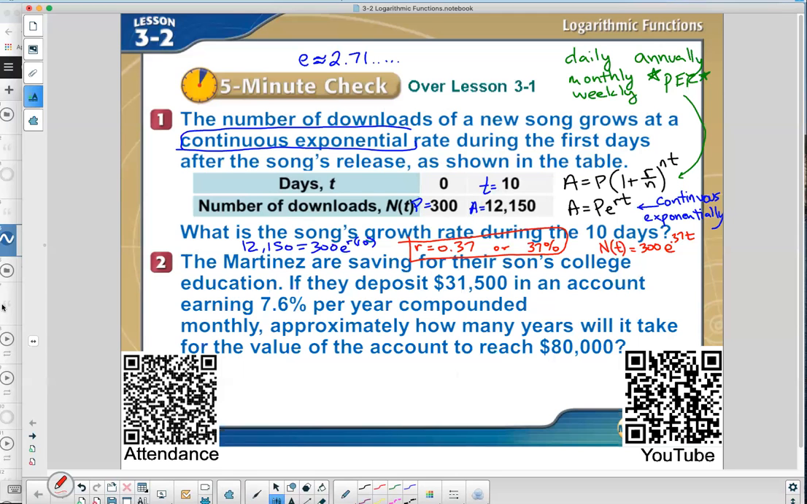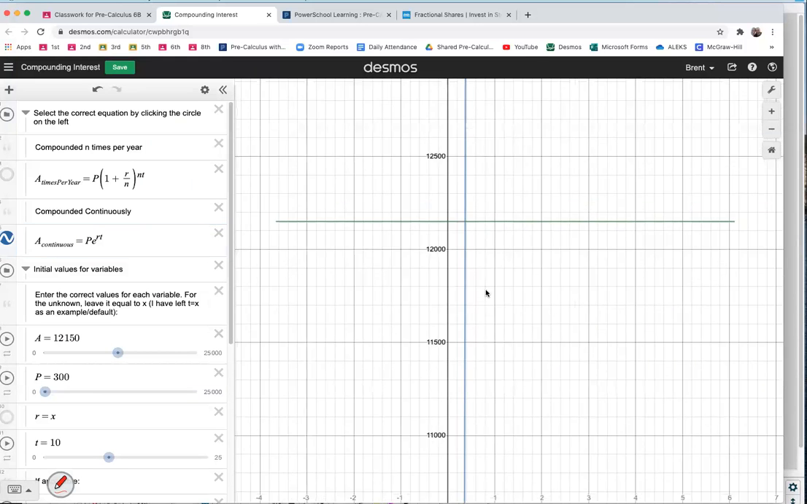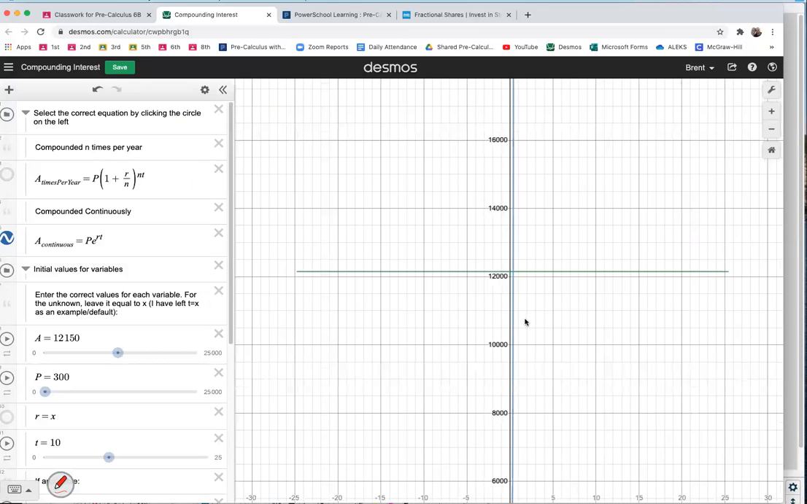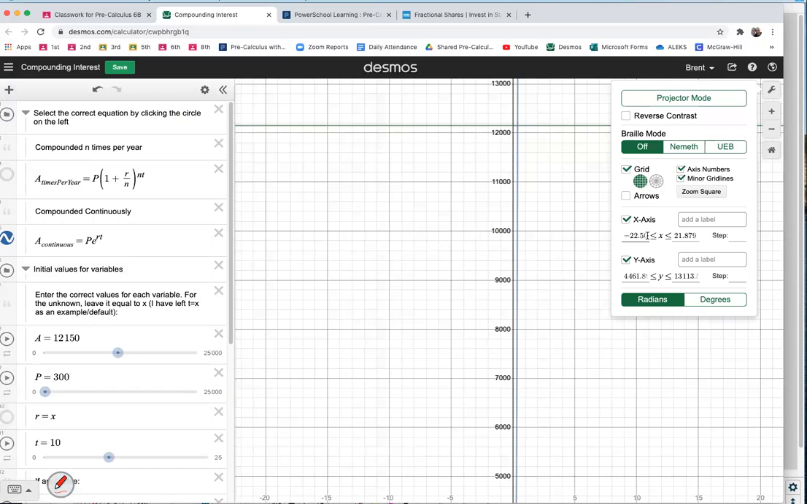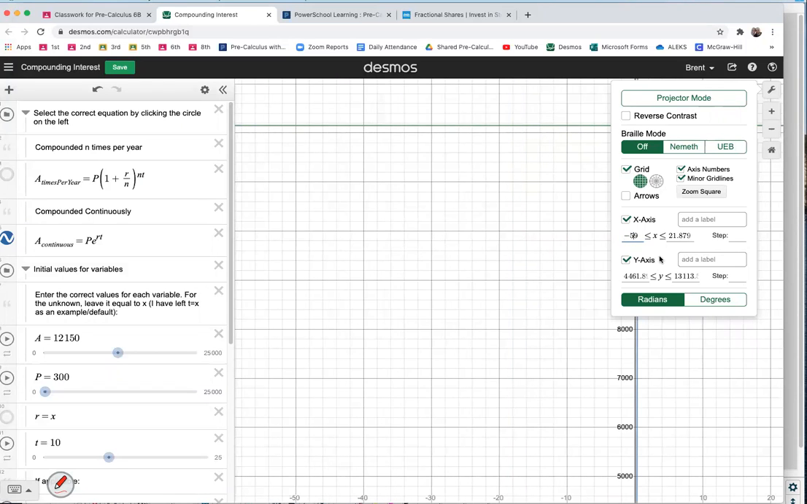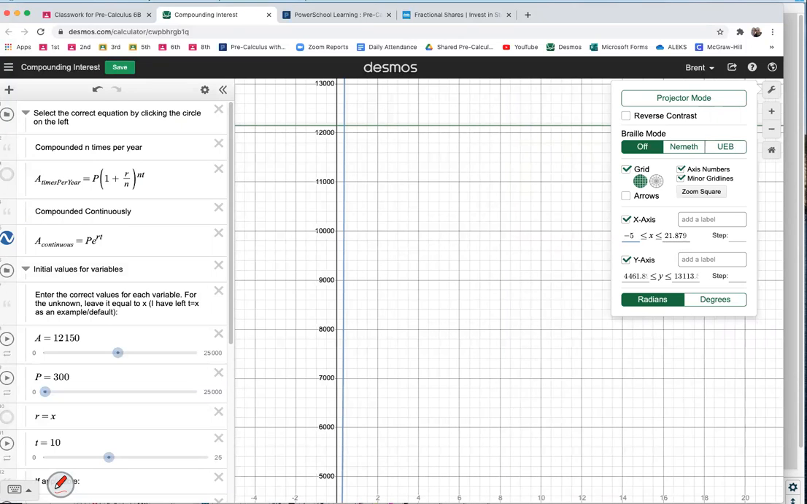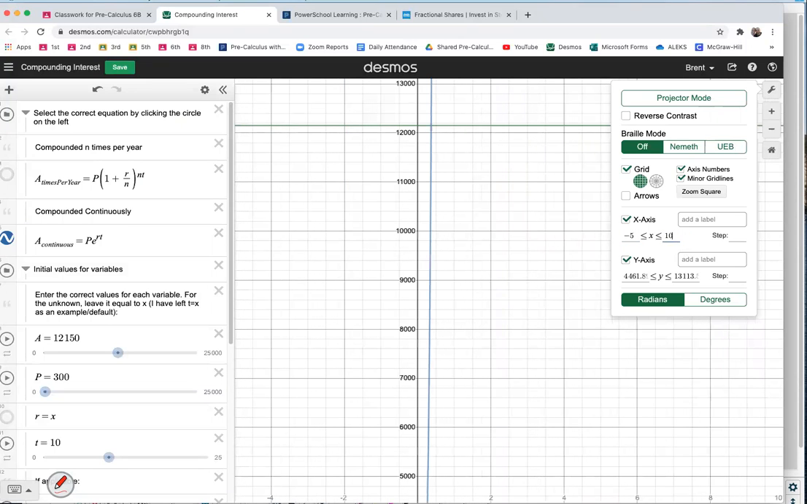And let me show you the picture. As you can see, if I zoom out, this graph, let me just change my, let's go from -5 to 10 here.